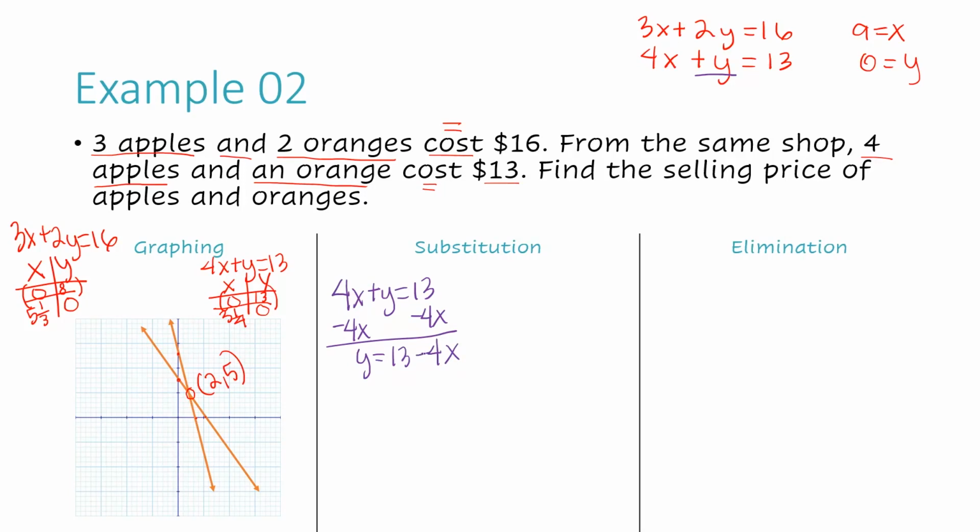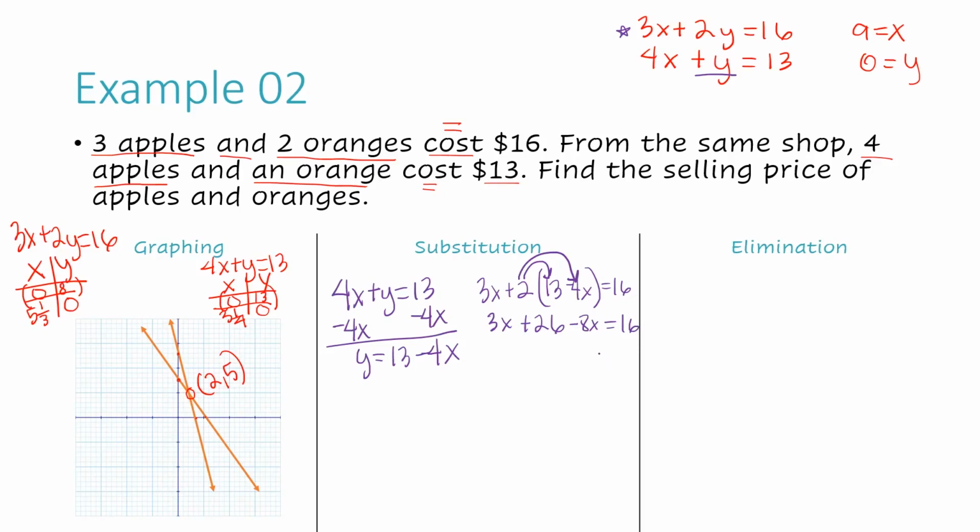Now, because I calculated what y equals, I'm going to now work with the other equation, the first one. And instead of writing y, I'm going to write what y equals. Y equals 13 minus 4x. So that is 3x plus 2. Don't write a y, write a 13 minus 4x. And that equals 16. So now I'm going to solve by using the distributive property. 3x plus 26 minus 8x equals 16.